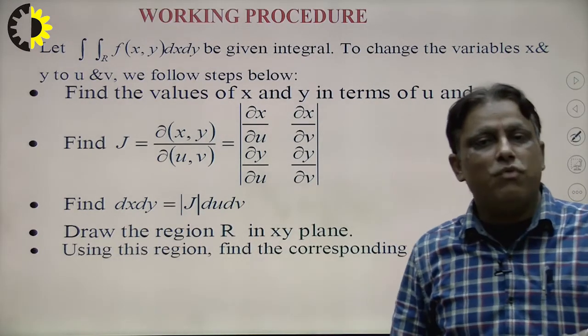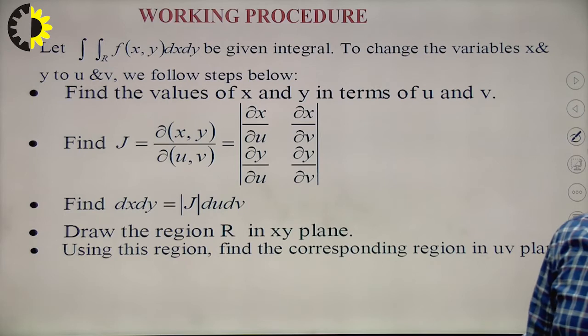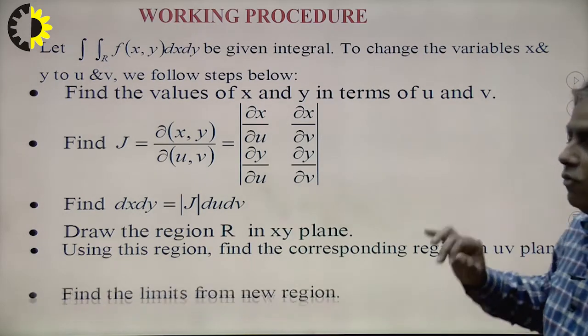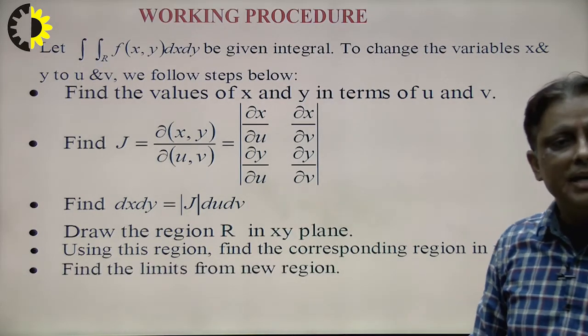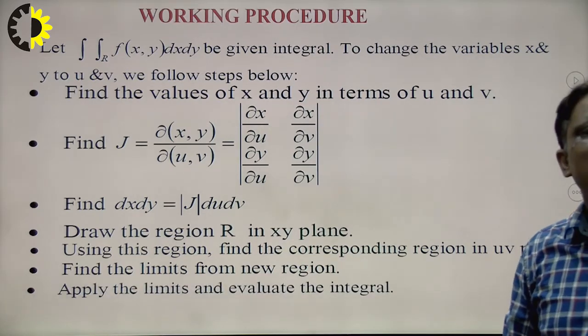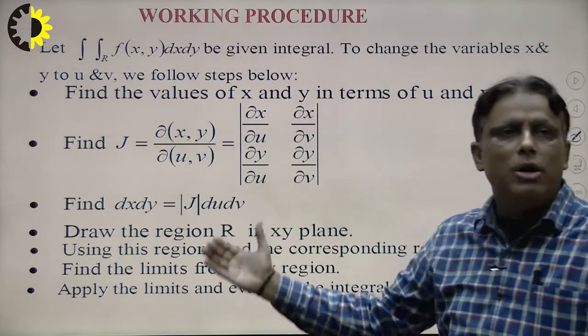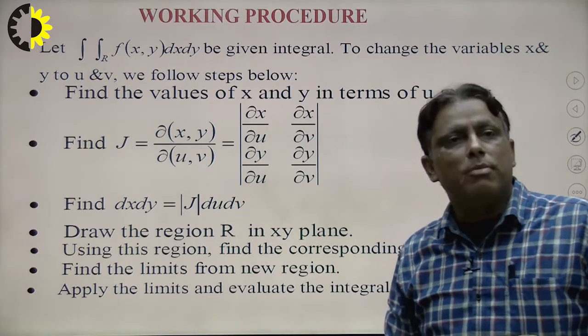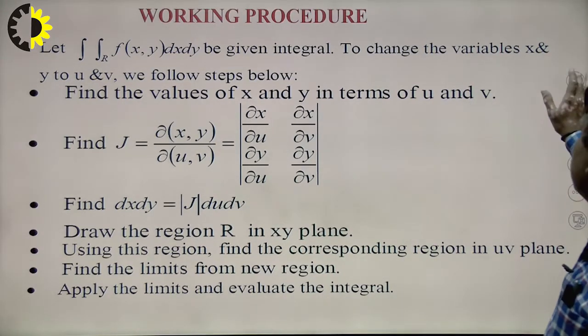Using the region, find the corresponding region in the uv plane, take the limits from the region in uv, and solve the integral. Apply the limits and evaluate the integral. So this is the roadmap to solve change of variable problems, and I will explain it by an example.